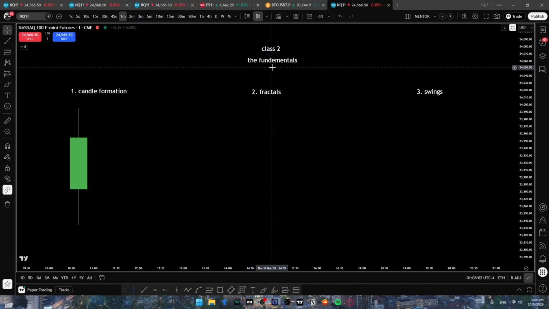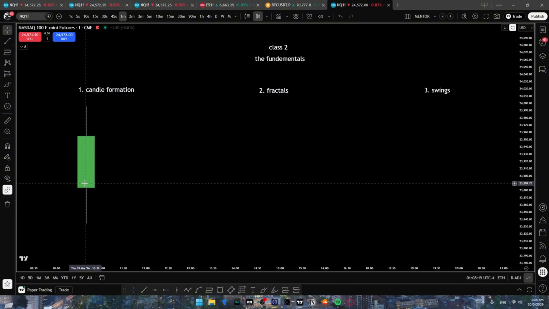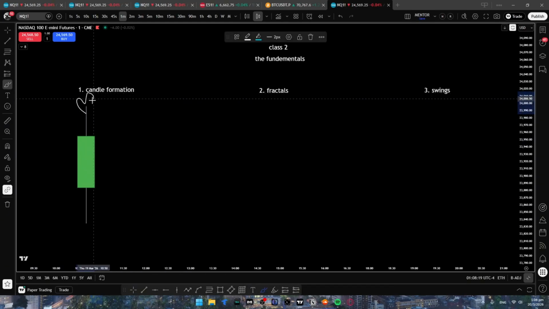And so, class 2, we're going to be talking about the fundamentals of trading. So we all know that we've seen this before in charts, right? It's everywhere. This is called a candle, okay? Why? Because it literally looks like a candle. Like if you draw some sparks, it's a candle, okay?